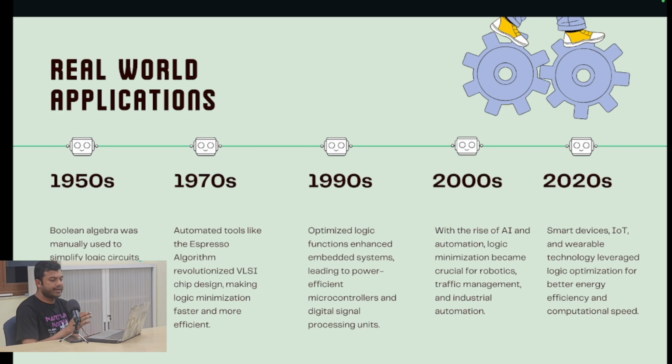When the automated Espresso algorithm came to exist, VLSI chip design came to exist a second time, making logic minimization faster and more efficient. In the 1990s, optimization of logic functions enhanced embedded systems, leading to power efficient microcontrollers and digital signal processing units. In the 2000s, with the rise of AI, automation systems and logic minimization became crucial for robotics, traffic management and industrial automation. In today's era, we are working on smart devices. In the 2020s, IoT devices and wearable technology leverage logic optimization for better energy efficiency and computational speed.